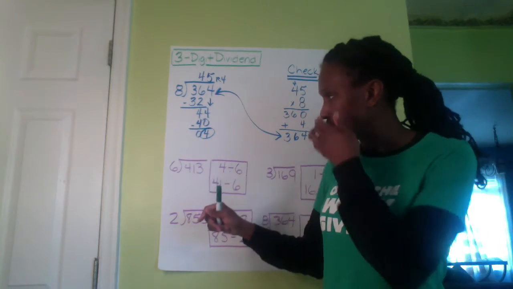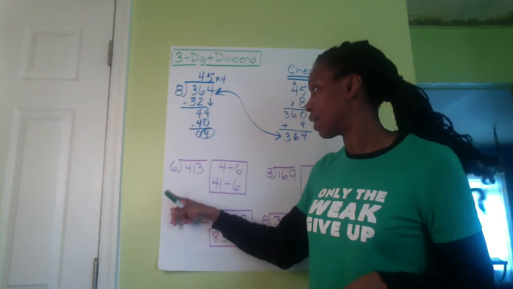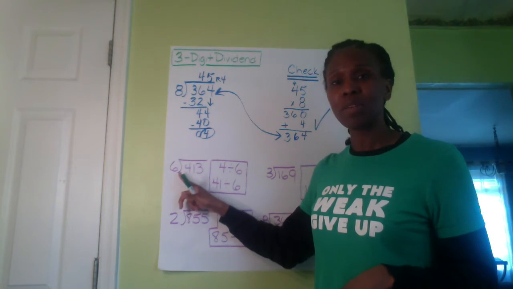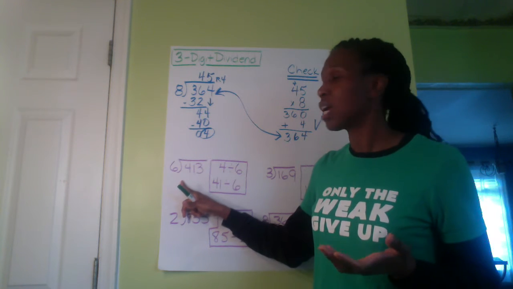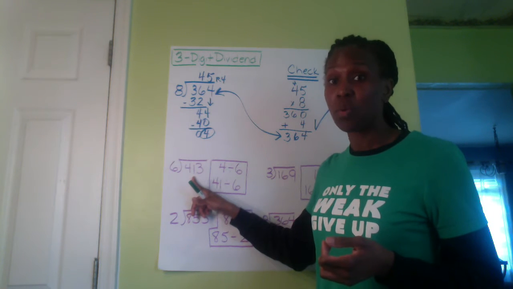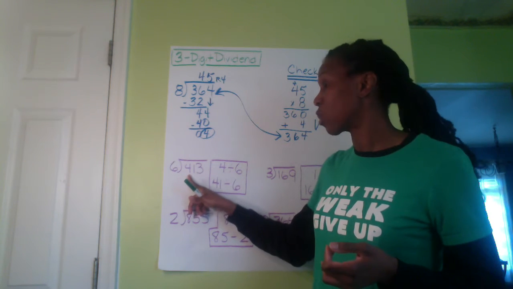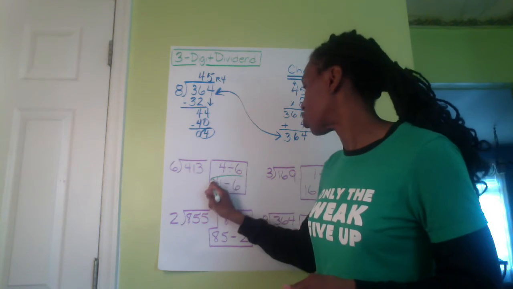So for this one, we have 413 divided by 6. First step is to divide. I look at the first digit. 4 divided by 6. Well, I can't take a group of 6 out of 4, so I need to slide over and include the 1. So we're going to begin dividing 41 divided by 6. So this is where we're actually going to start.